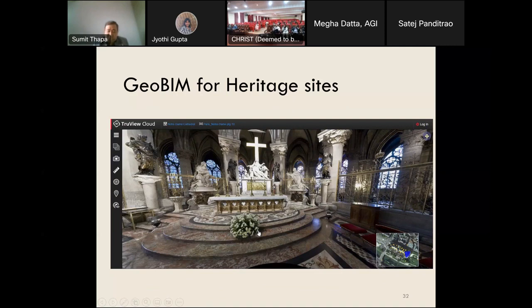And our government is already going with the scheme called Hriday, as I mentioned. So all the heritage sites will be laser scanned and reality captured, and the 3D model of each and every heritage site will be available soon. And if any mishap happens, which I hope doesn't, we can always restore using these different kinds of data sets.